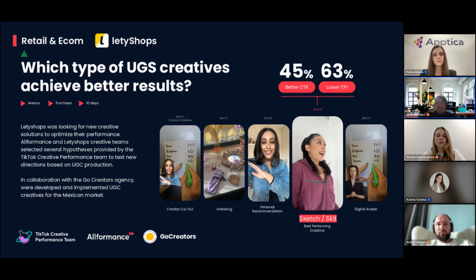So let's move on with the cases. The first one you see is about retail and e-commerce, and it's client Lady Shops.